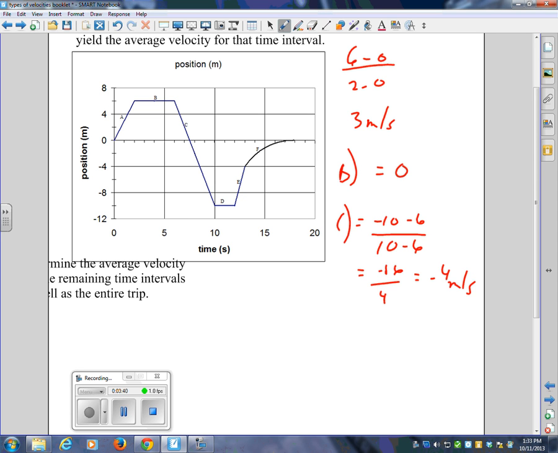It kind of looks like a 6. I better fix that. Did I make a mistake? That's what you got. D, of course, is 0. We can all see that it's flat.